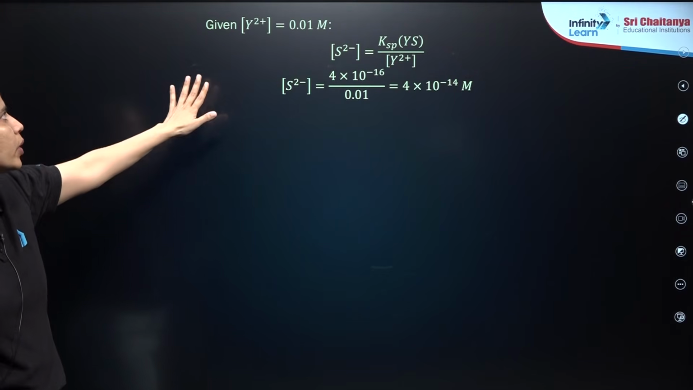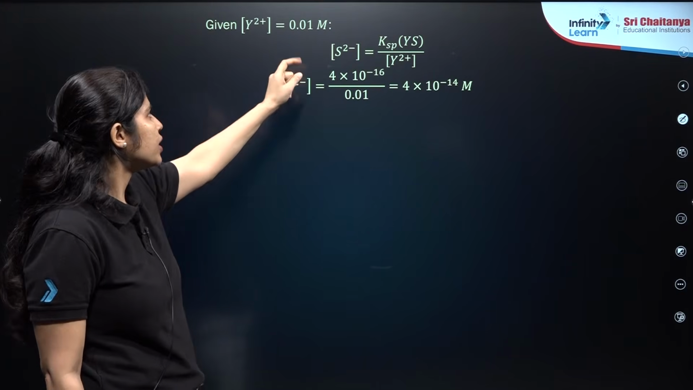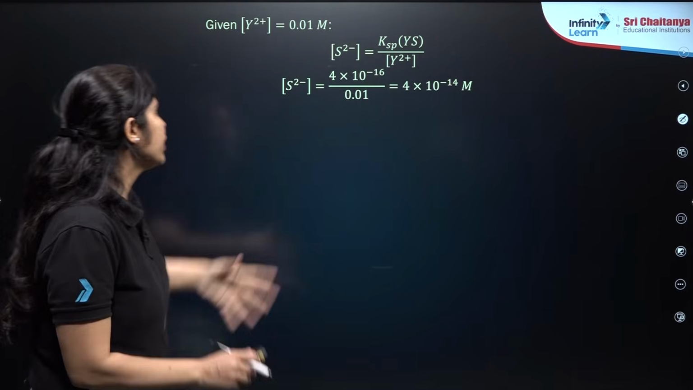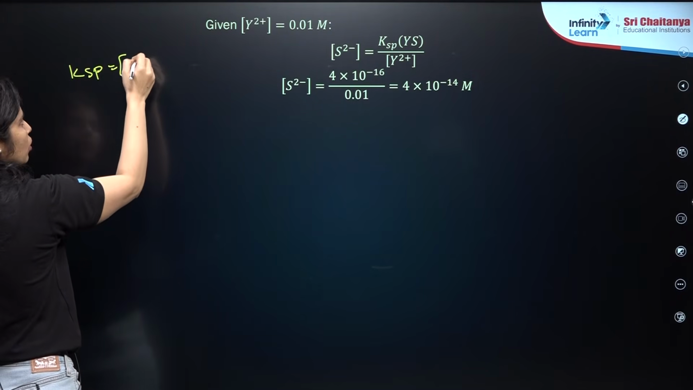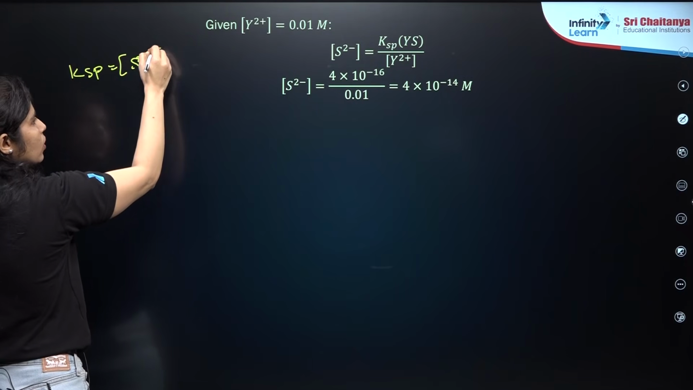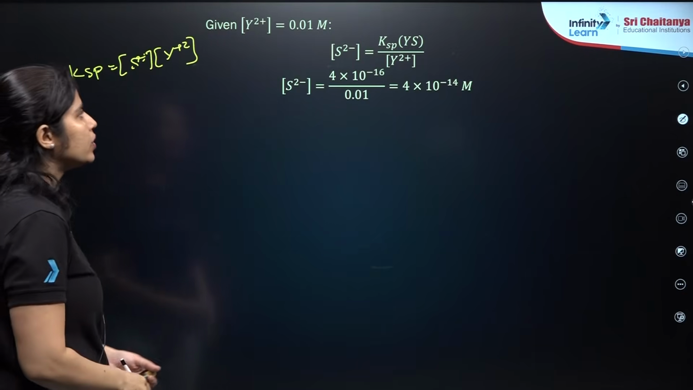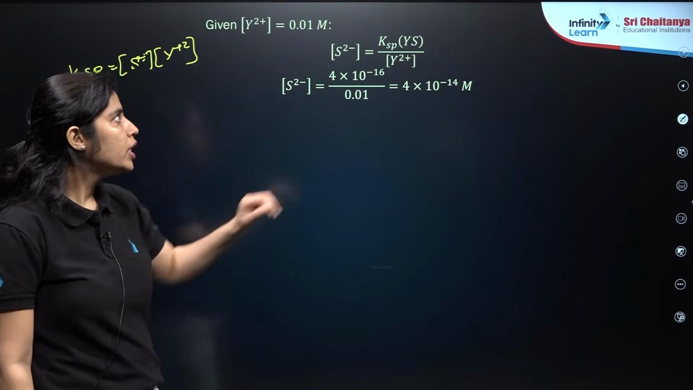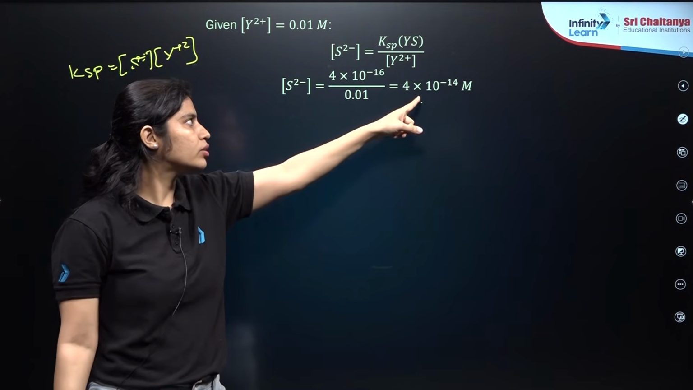First of all, we are going to start with the concentration of Y plus 2 that is given to us. For the Ksp value of YS, how do we write it down? Ksp is going to be the concentration of S2 minus times the concentration of Y plus 2. I've written the same over there, just to rearrange it to find the concentration of S2 minus. The Ksp value of YS is already given in the question, and from here we can find the concentration of S2 minus.